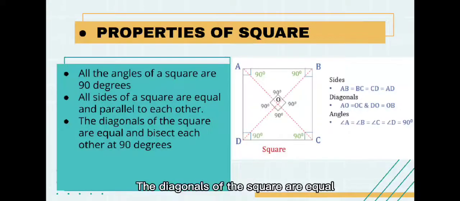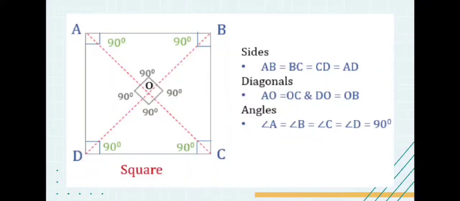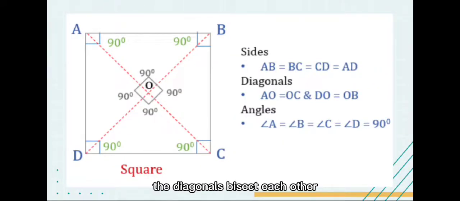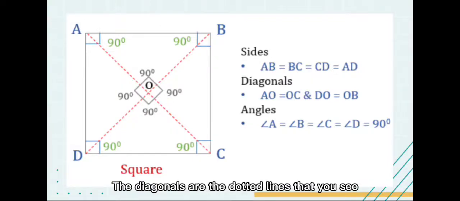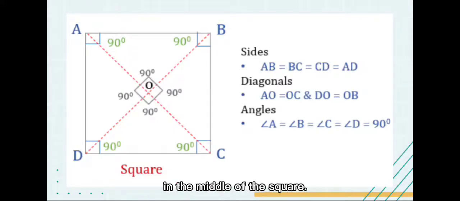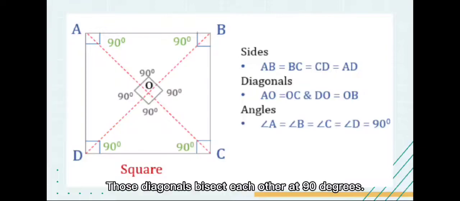The diagonals of the square are equal and bisect each other at 90 degrees. As you can see in this picture, diagonals bisect each other, meaning each diagonal cuts the other into 2 equal parts. The diagonals are the dotted lines that you see in the middle of the square. Those diagonals bisect each other at 90 degrees.